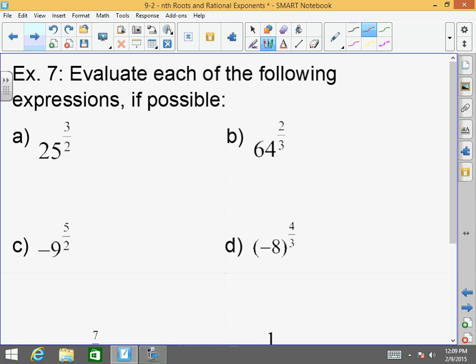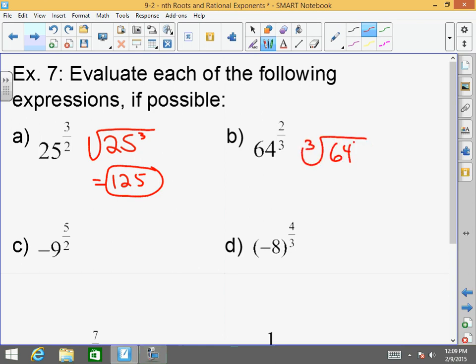Okay. 5 to the 3/2. This is the square root, 25 to the 3/2. This is the square root of 25 cubed. Don't make a mountain out of a molehill here. The square root of 25 is 5. 5 cubed is 125. 64 to the 2/3. This is the cube root of 64 squared. The cube root of 64 is 4. 4 squared is 16.